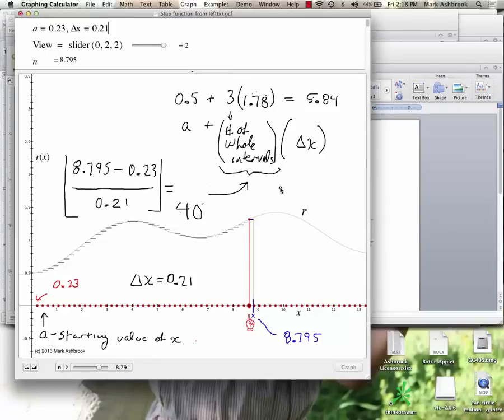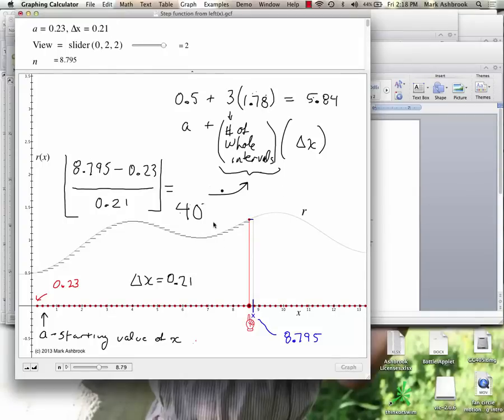Yes, sir? How do you get those L brackets? In the graphing calculator, you just type FLOOR, and they just pop up. Will they both pop up? Yes, both of them pop up.